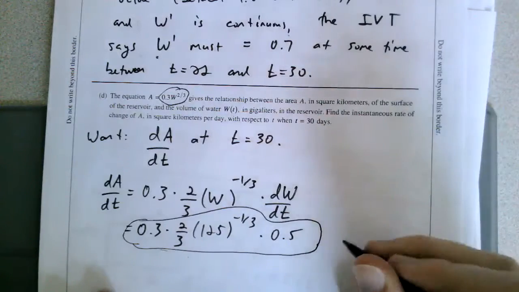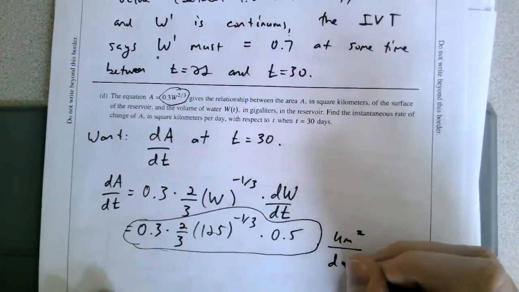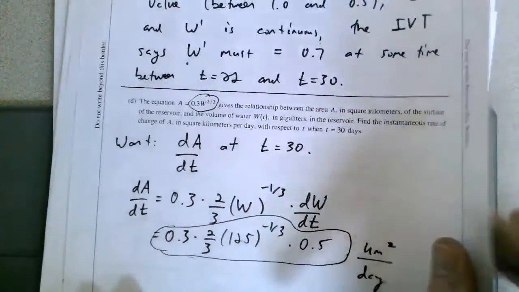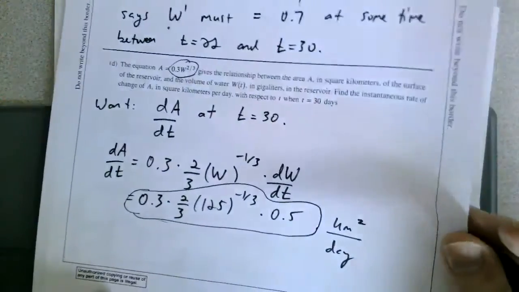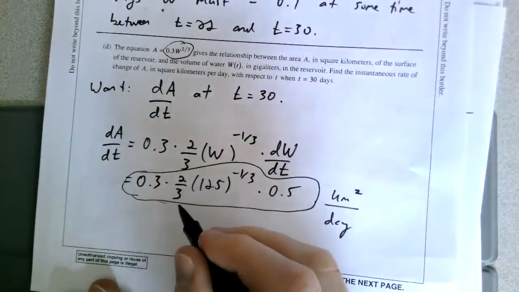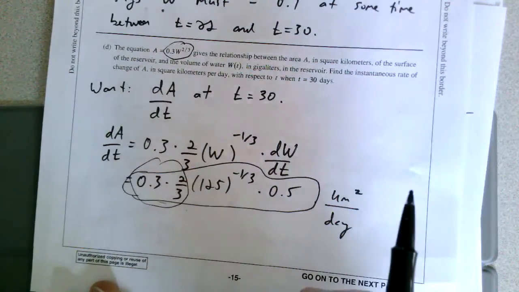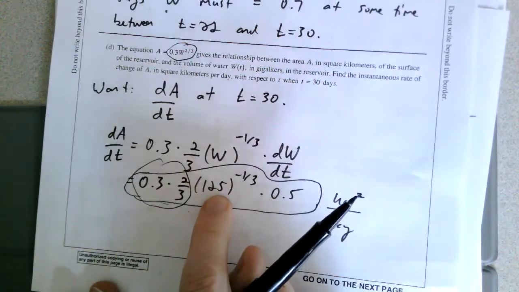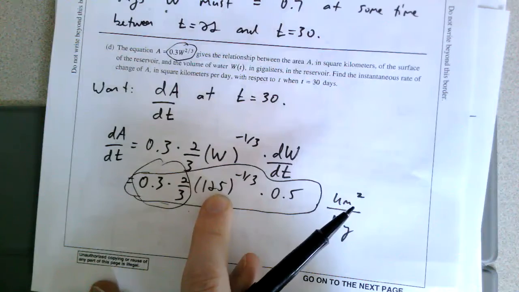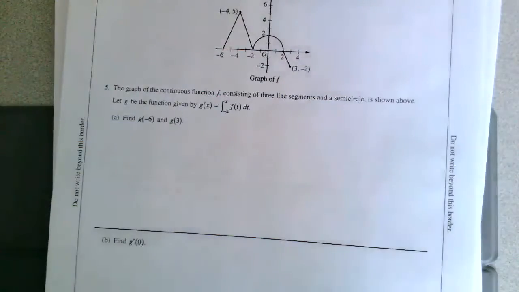Again, the units are square kilometers per day. I don't think we have to simplify this. It doesn't say to, so I don't think that we need to. But if you wanted, then, well, I don't know, simplifying this is a little bit annoying, but not too bad. 125 is a perfect cube, so you actually could simplify that. But anyway, why bother? This is good enough. Okay, so that is that.